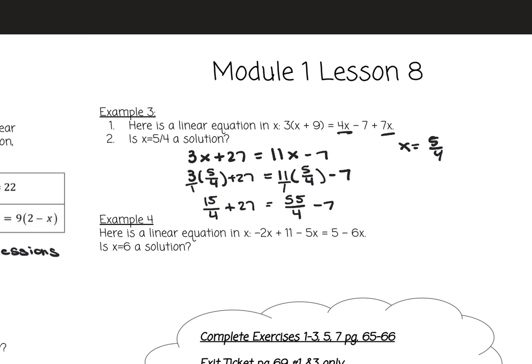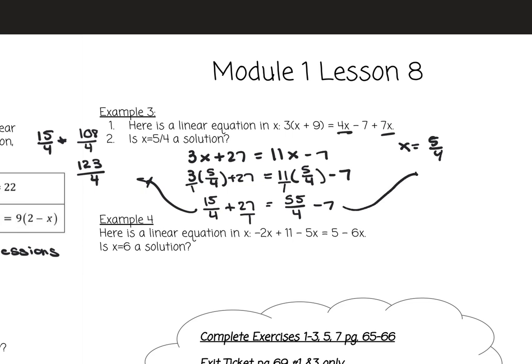All right, so we have to do a little extra work. So over here, I'm just going to draw a little arrow. So remember, when you are adding fractions, you have to have common denominators. All right, so we know our denominator is 4, so we have 15 over 4. To get 27 a denominator of 4, we're going to multiply the numerator and denominator by 4. Remember, we can put that over 1. So we have plus 108 over 4, which is going to give me 123 over 4. So that side simplifies to 123 over 4.